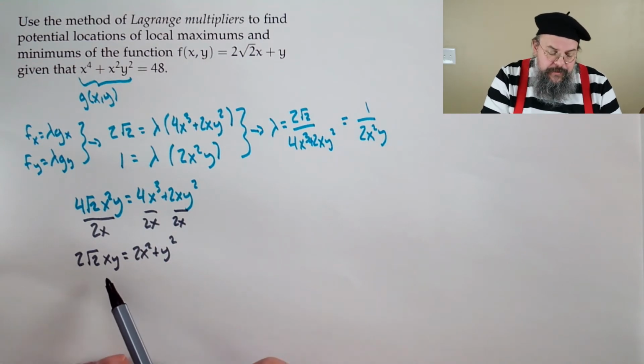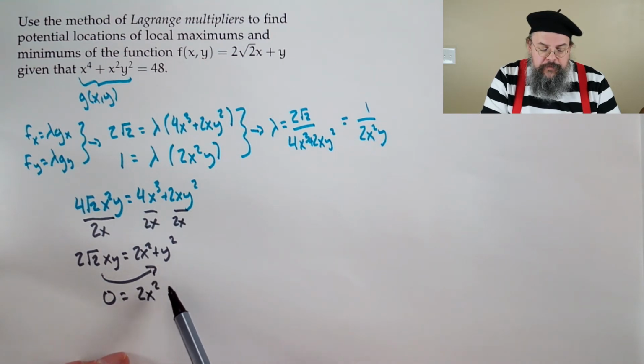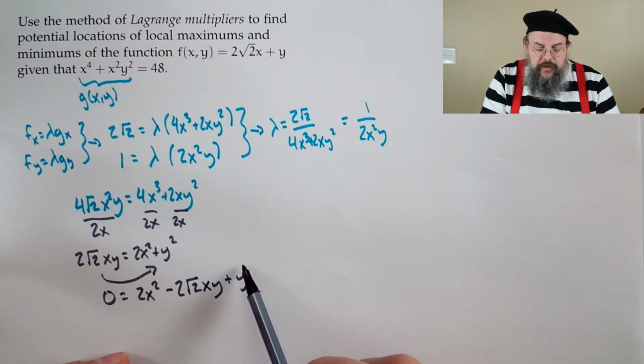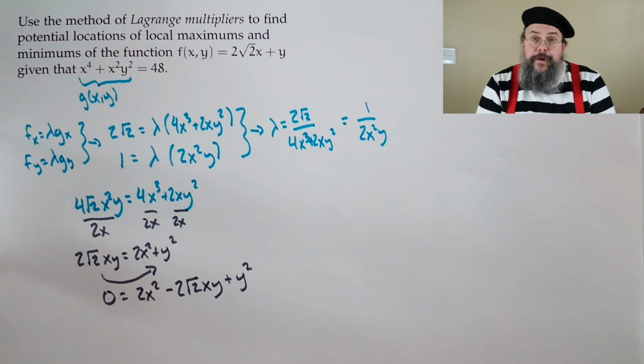Let's move this term across. So that would say 0 is equal to 2x squared minus 2 root 2 xy plus y squared. All right, well, can we do anything here?